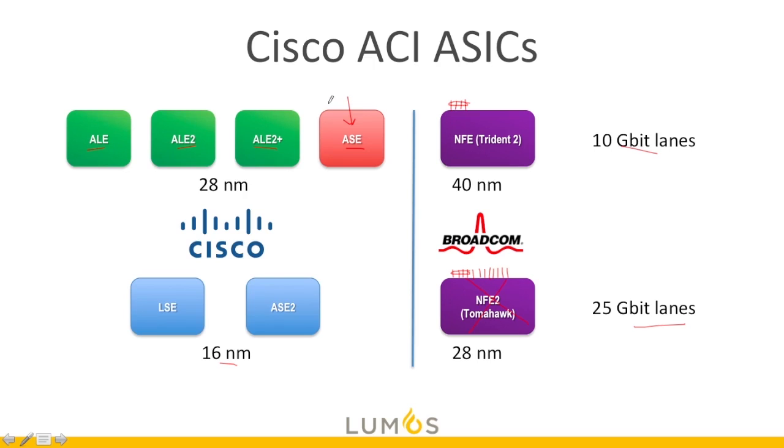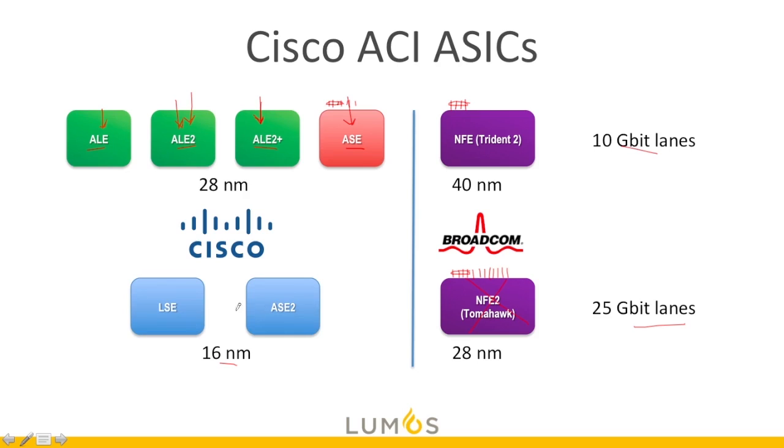Again, these are switch-on chips, so they have a number of 10 gig SerDes bonded together to create 40 gig interfaces, or they're used just as 10 gig interfaces by themselves. The ASC was called the Alpine. The ALE2 and the ALE2 Plus were called the Donner chips. Those are just the code names, but in documentation you'll see them referred to as the ALE, the ALE2, the ALE2 Plus, and the ASC. So these are the 10 gig based switch-on chips, or ASICs, from Cisco.